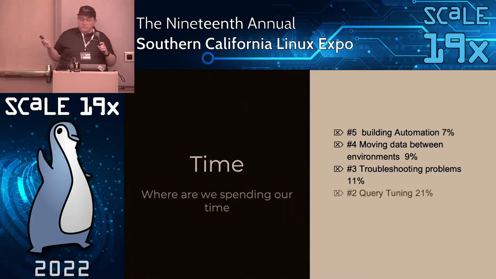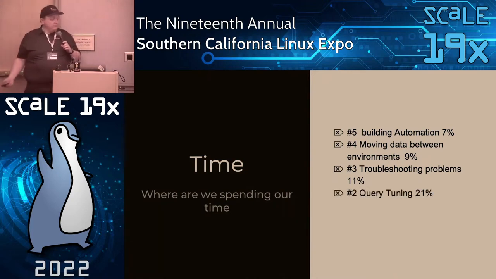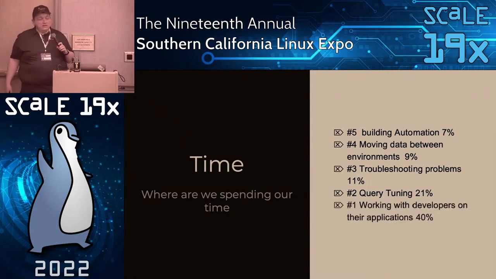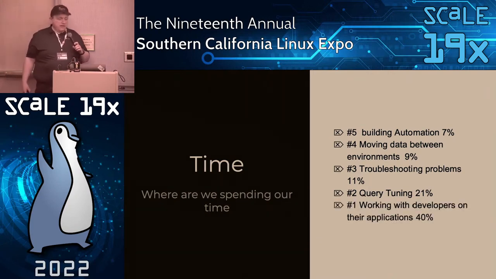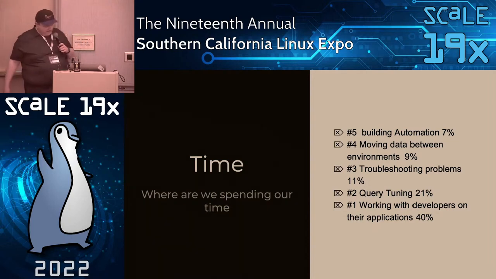11% say troubleshooting problems. Number 2, query tuning, 21%. But the number 1 by far is working with developers on their applications. How many people are developers here? Oh, okay. How many people are developers and DBAs at the same time, and SREs, and everything else under the sun? Okay, there you go.